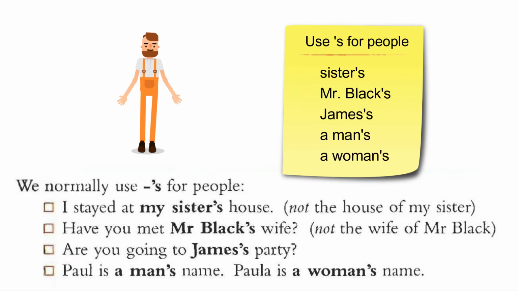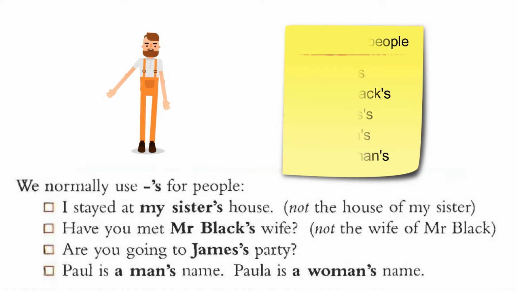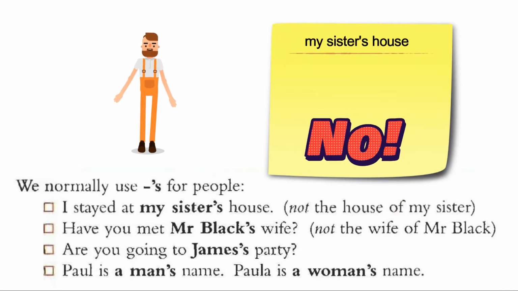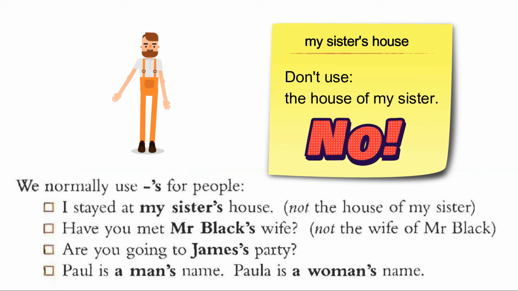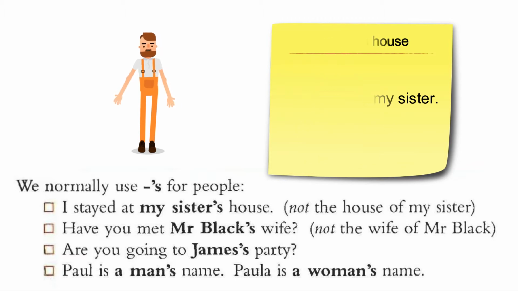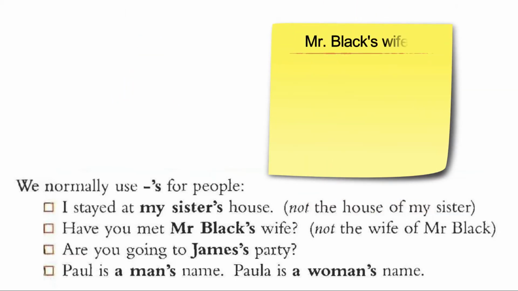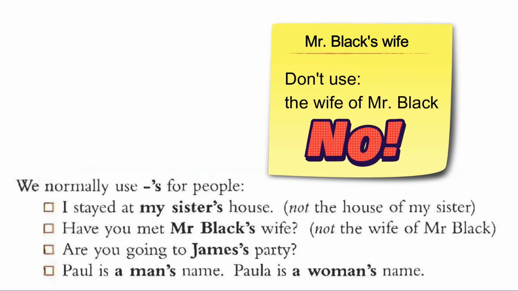I stayed at my sister's house. We can't say the house of my sister. You have to say my sister's house. Have you met Mr. Black's wife? You cannot say the wife of Mr. Black.